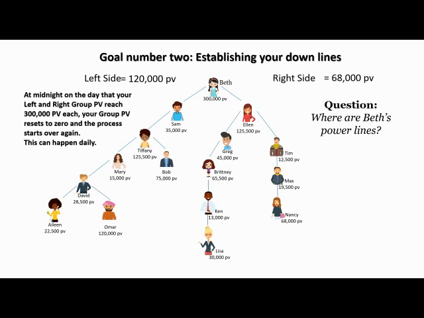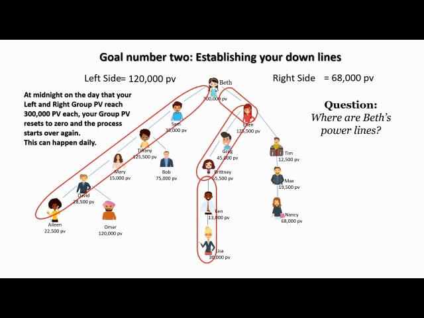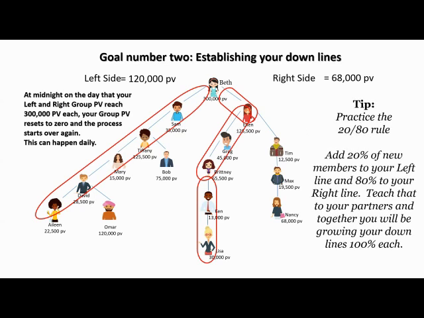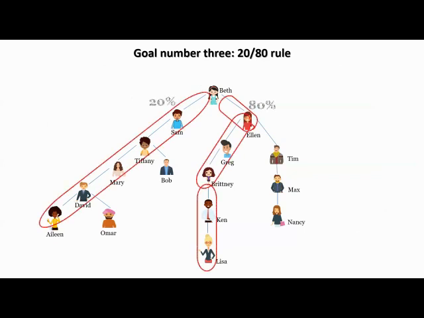Now, where are Beth's power lines? Beth's power lines are these lines straight down. She's not working on the right side of her partners. It's their responsibility to grow their right side. So they're practicing the 20-80 rule. 20% of Beth's new members are going on her left side. 80% are going on the right side, which is the left side of Ellen. So Beth is adding 80% to her right side, 20% to her left side.